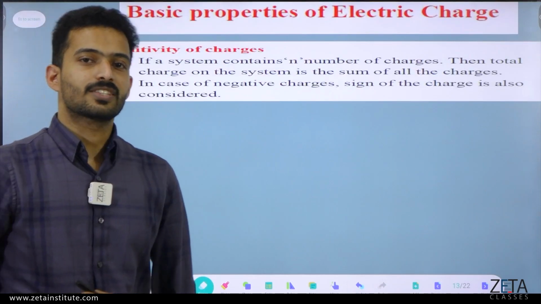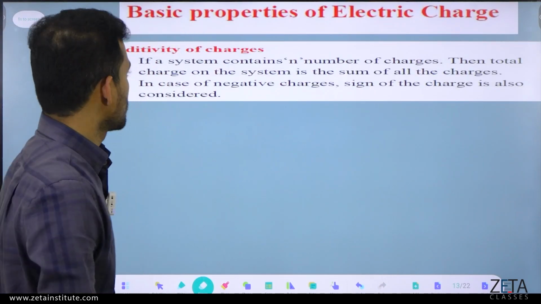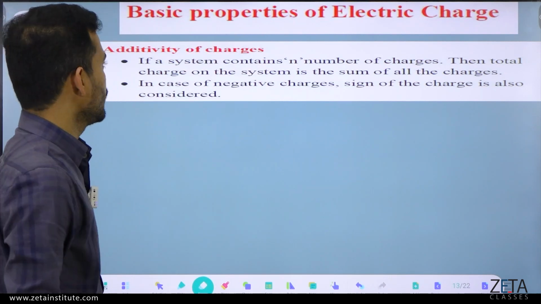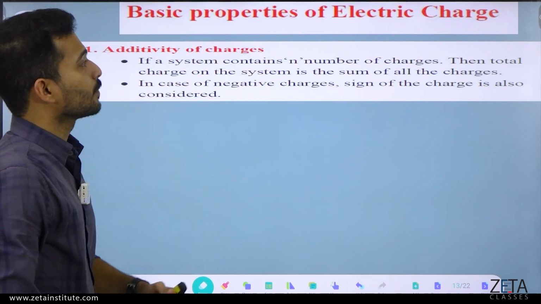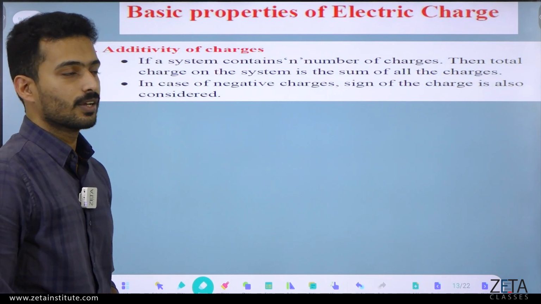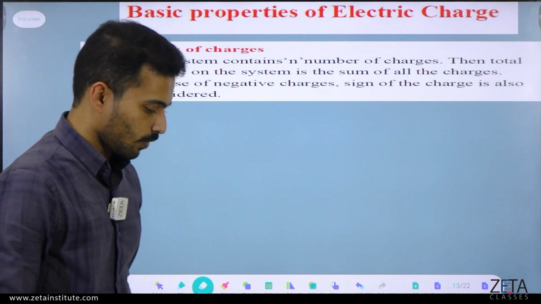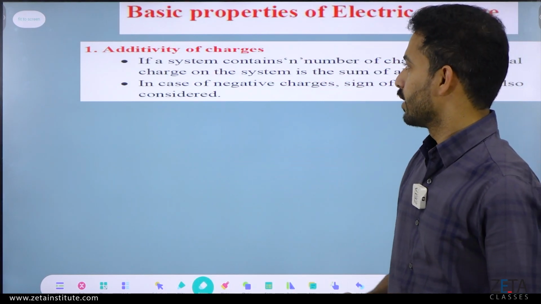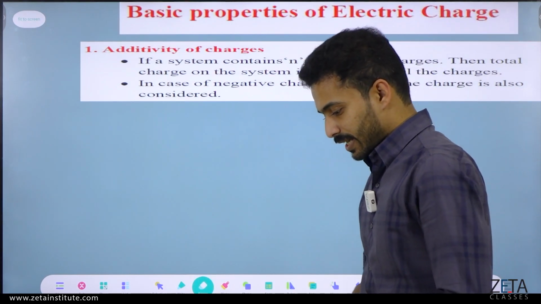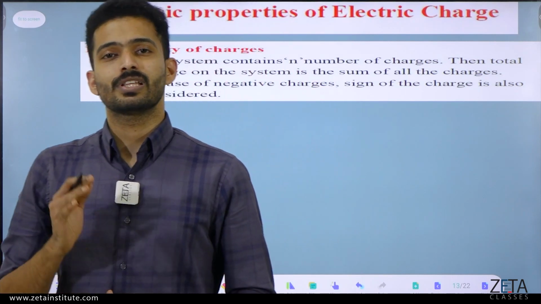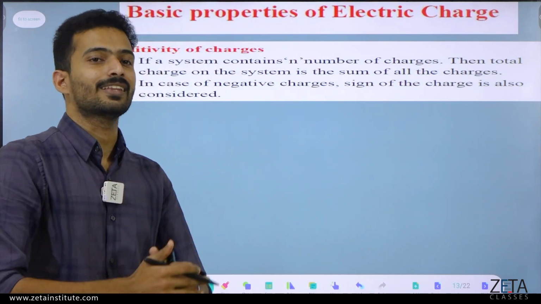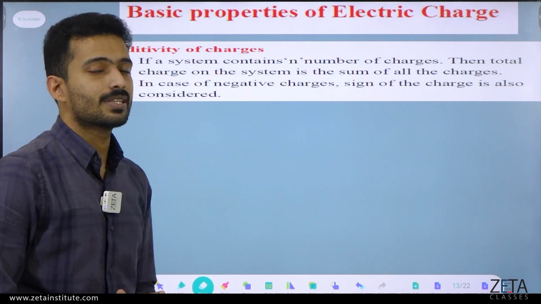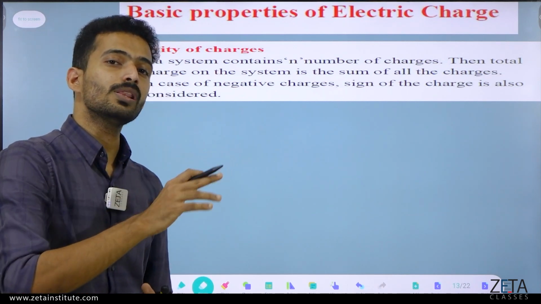Okay. Next, let us discuss basic properties of electric charge. We have to study 3 basic properties of electric charge. First one, additivity of charge. What do you mean by additivity of charge? If a system contains n number of charges, a body contains n number of charges, then the charge on the system is the sum of all the charges.